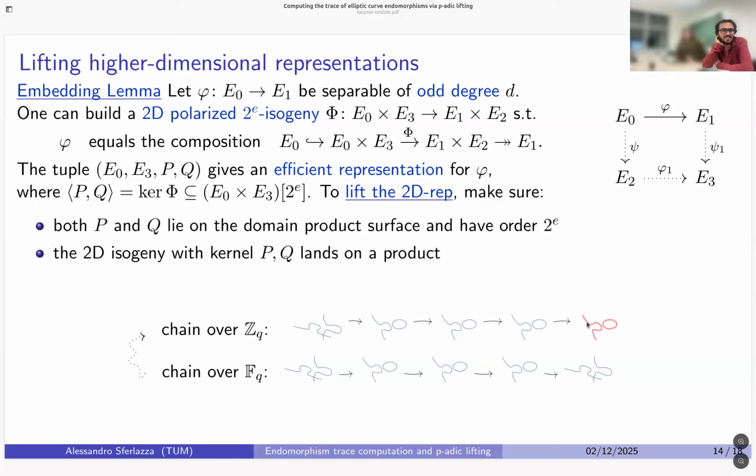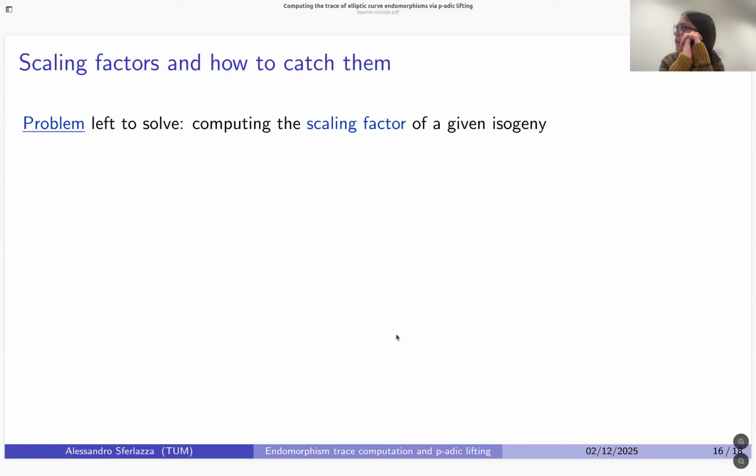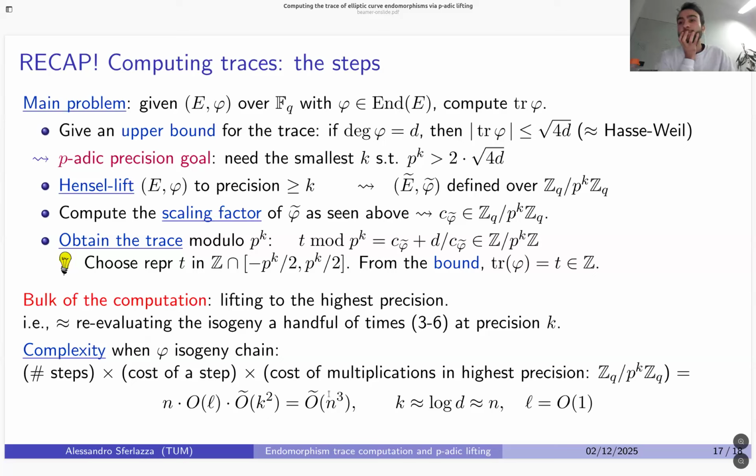Okay. I also had a question. I was wondering, does the performance of your algorithm depend on the representation? Is it better for HD or better for Vélu, or is it kind of the same? The general complexity is the same, but in your implementation, do you see a difference or not really?